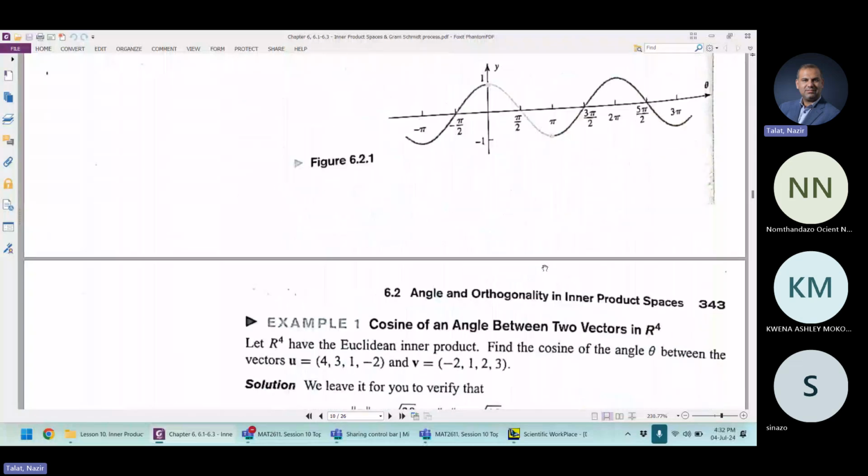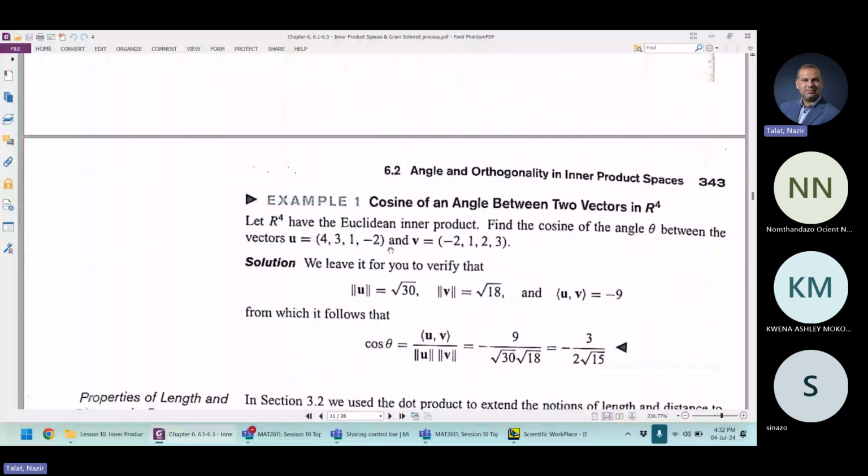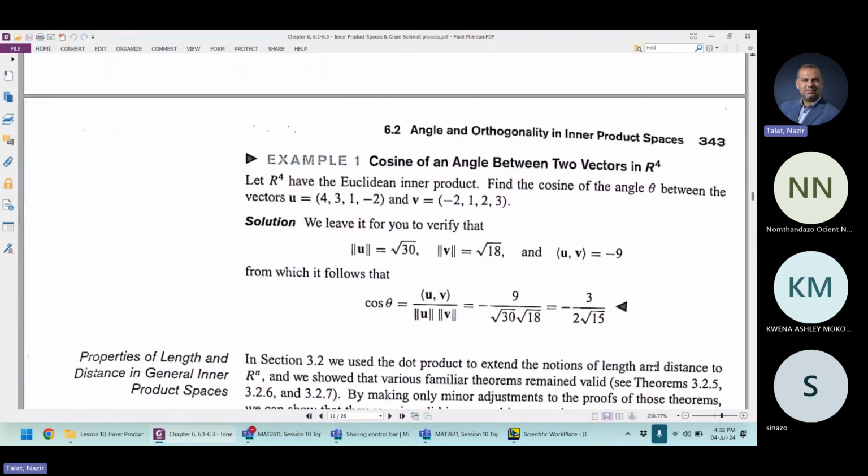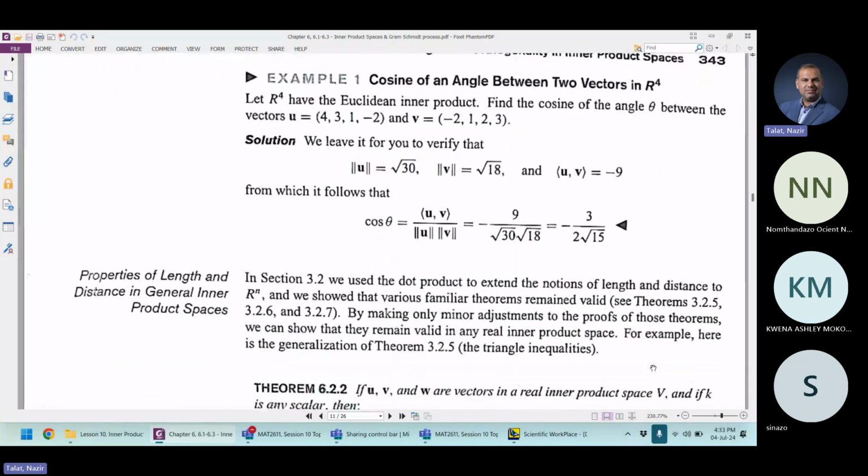For example, if u is a vector in R4 and v is also a vector in R4, then we can find the angle between these two vectors. The cos theta is equal to the inner product of u with v over the norm of u times the norm of v. We know how to compute the norms of u and v and also their inner product, so we get cos theta equal to this value. Taking cos inverse on the other side, theta is equal to the cos inverse of -3 over 2 times square root 15. In this way we can compute the angle between any two vectors.